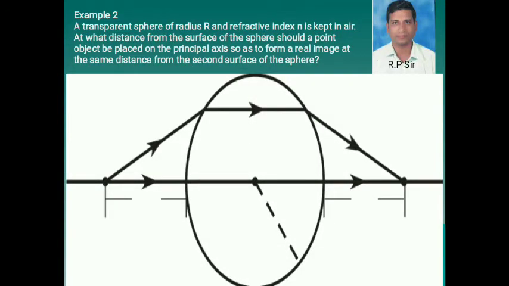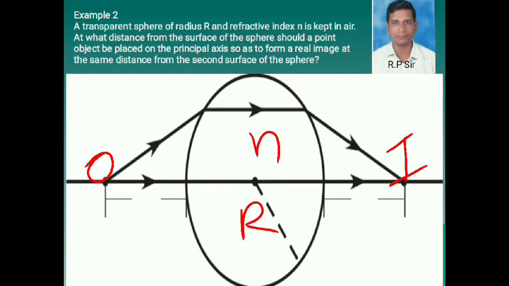Example 2. A transparent sphere of radius capital R and refractive index n is kept in air. At what distance from the surface of the sphere should a point object be placed on the principal axis so as to form a real image at the same distance from the second surface of the sphere?